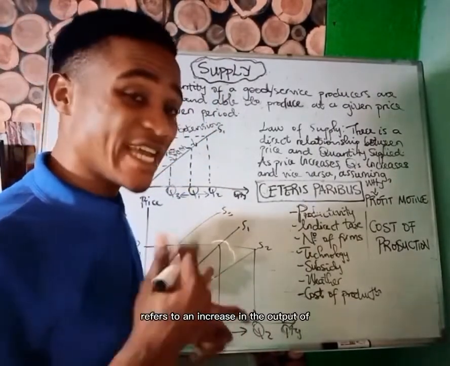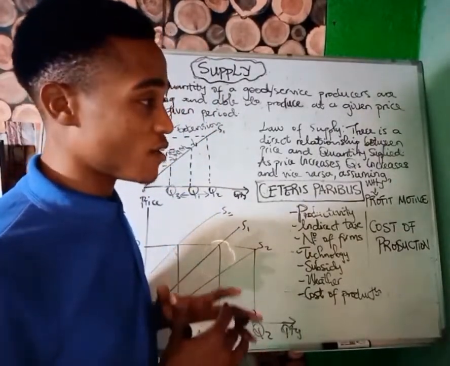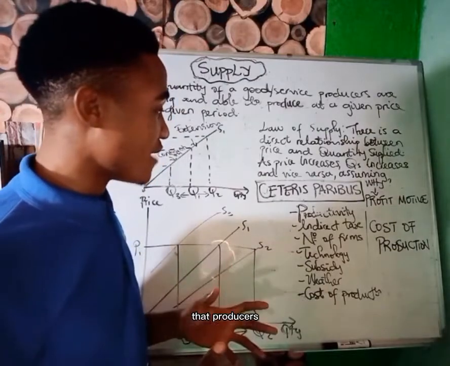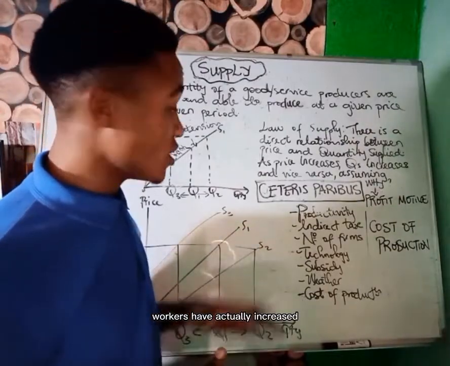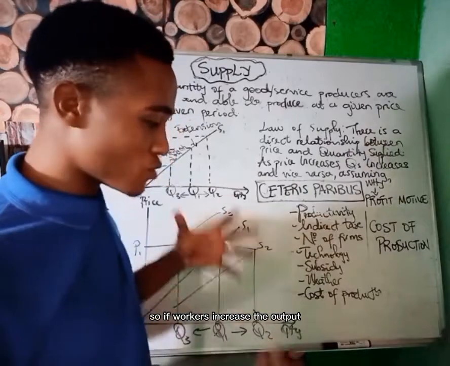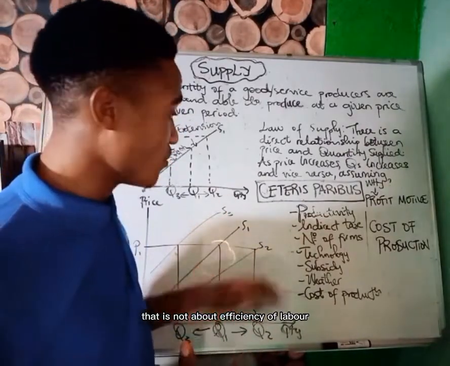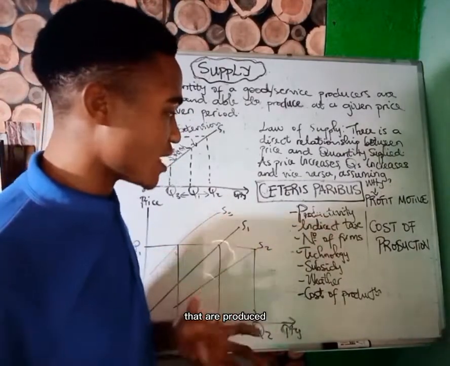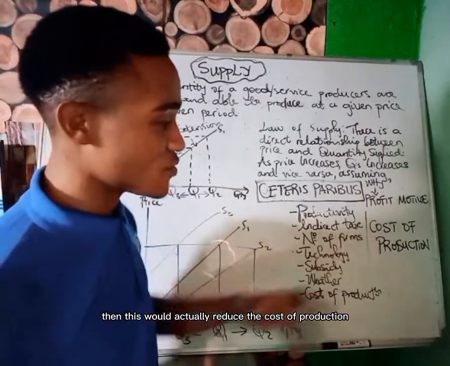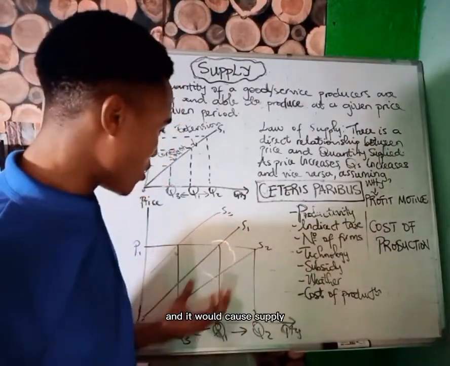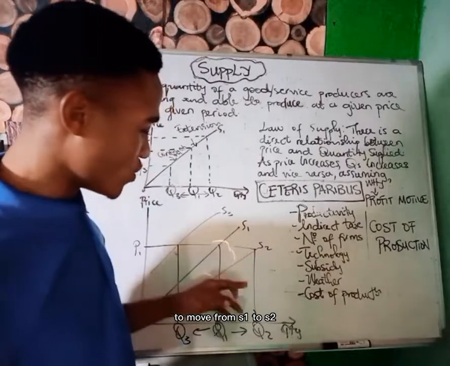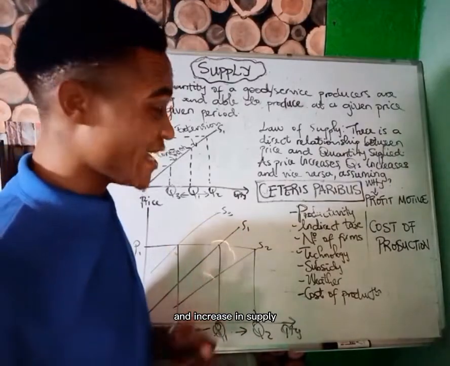Productivity refers to an increase in the output of goods and services that workers have actually increased. So if workers increase the output, that is not about efficiency of labor. If there is an increase in the output of goods produced, then this will reduce the cost of production, and it would cause supply to move from S1 to S2. In other words, an increase in supply.